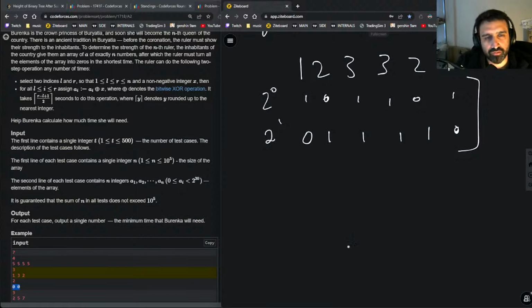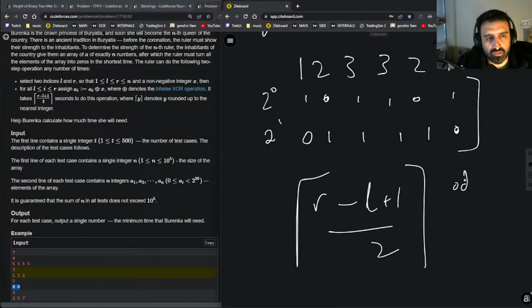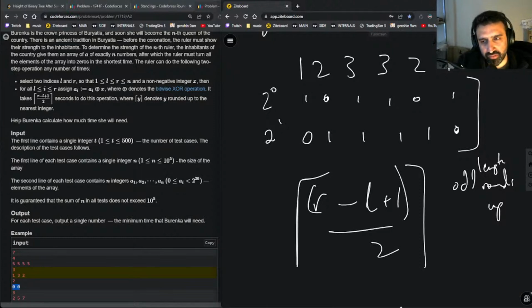Because ceiling of (r minus 1 plus l) over 2. So odd rounds up. Yeah, odd length rounds up. R minus L plus 1 is the length of the segment. So odd lengths round up. Otherwise, it's just that over 2. So if one of the 2 smaller sequences is odd length, exactly one of them, right? Well, actually, if at least one of the 2 smaller sequences is odd length, then you end up using more time by chopping it up.